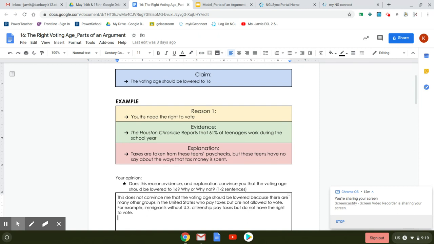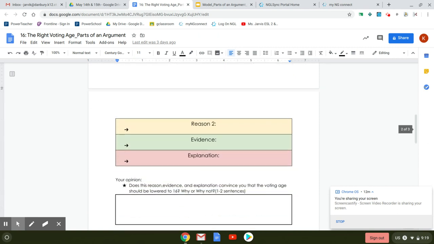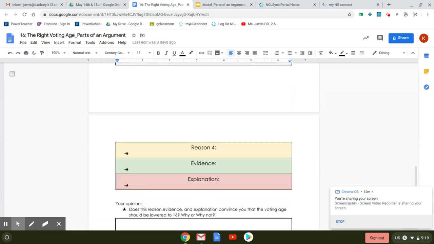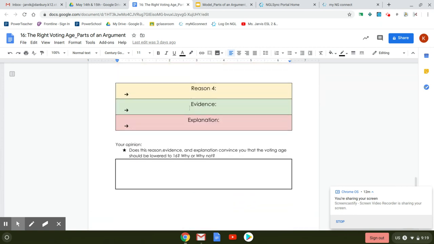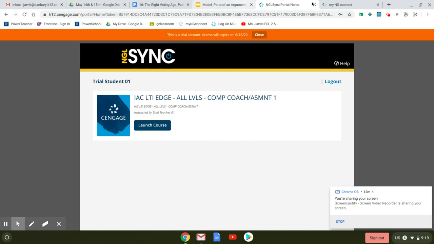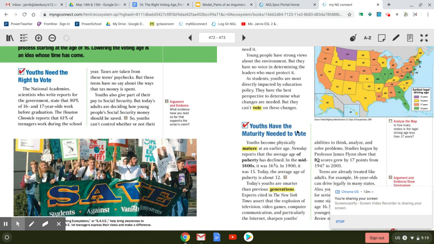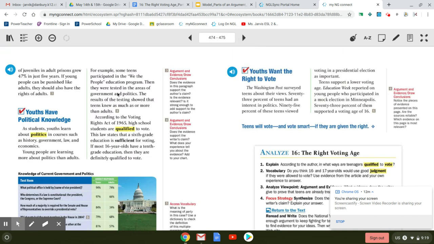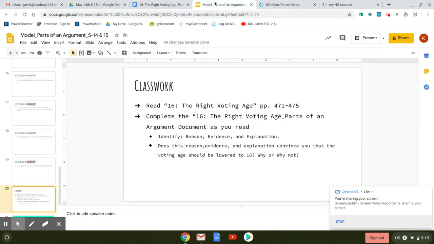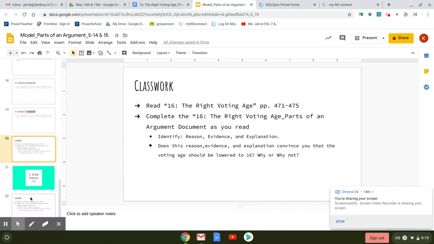So what you're going to be doing is you're going to be looking for reason 2, reason 3, and reason 4. Find one piece of evidence and an explanation from the text. So this is all from the text. This is in your own words here, your opinion. Notice that you're going to see that each reason is one of the subheadings. So when you see the subheading, that is the reason. You're going to look deeply into that section to find the evidence and the explanation. So that is what you're working on for Thursday and Friday.